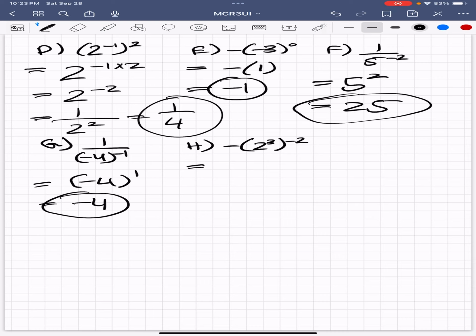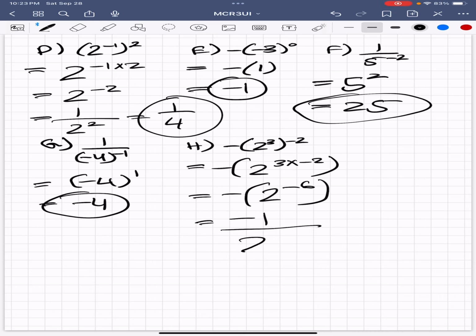So we have exponent law number 3, I believe, power of a power. So we have a negative symbol, and then we have 3 times negative 2, meaning we have negative 2 to the power of negative 6. Then we have negative 1 over 2 to the power of 6. And negative 1 over 64, because 2 to the power of 6 is 64.